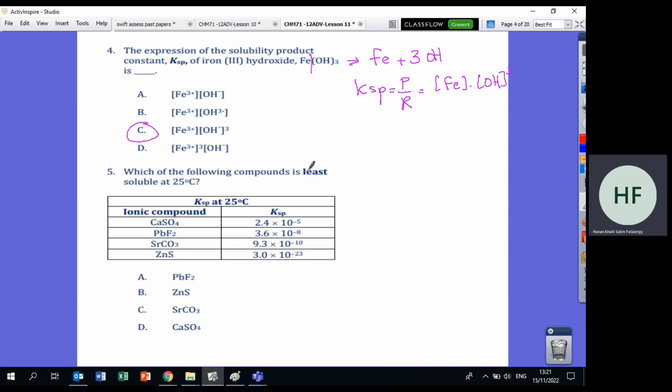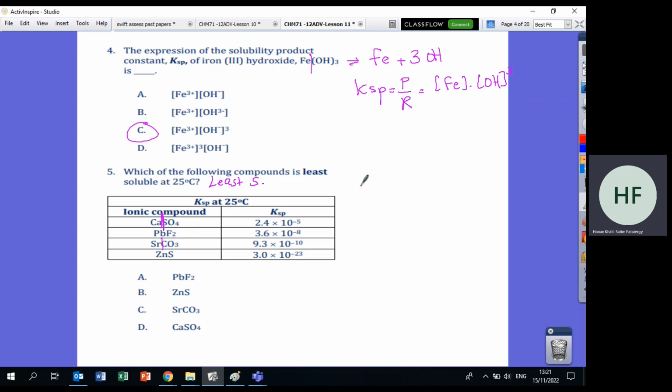Now, which of the following is the least soluble at 25 degrees Celsius? This means it has the least S. Now here, if I want to calculate S for this, I dissociate this salt. It will be CaSO4. So the Ksp here in this case will be S times S. Here it will be S times 2S. Here it will be S times S.